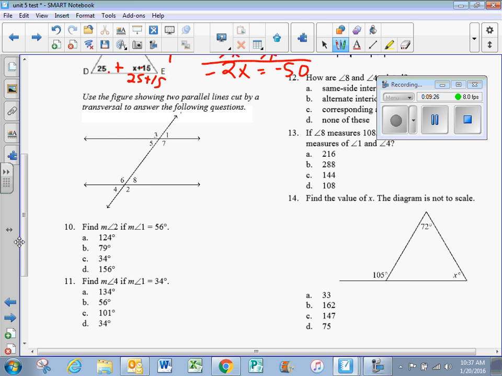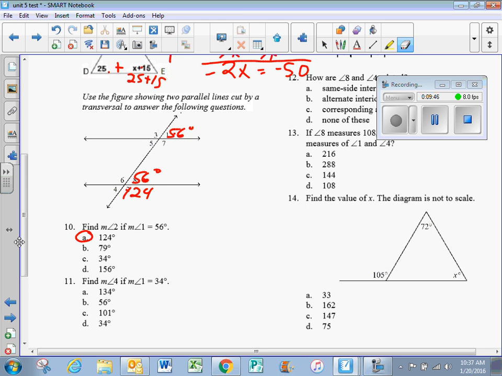How about this one right here? Find the measure of angle 2 if angle 1 is 56. So if this is 56, what's angle 2? Well, if this is 56, the corresponding angle is here. And if this is 56, then 2 must be supplementary to that, or 124.